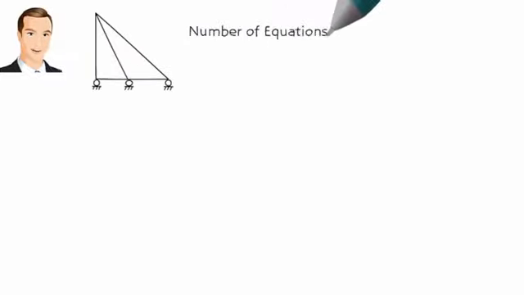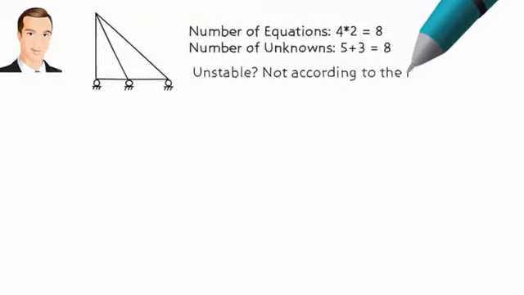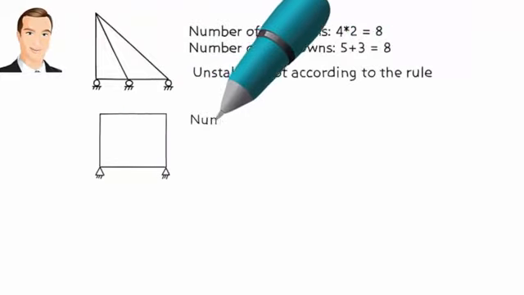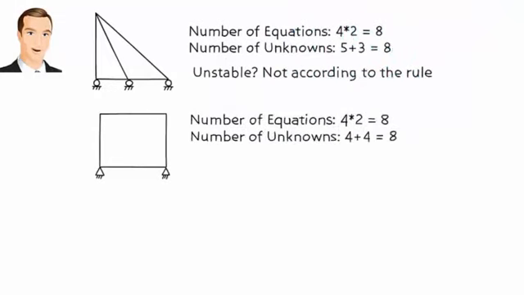Let's see how this counting rule works for the other trusses we have examined so far. Truss 1. Number of equations is 4 times 2, or 8. Number of unknowns is 5 plus 3, or 8. 8 equals 8. So the rule did not work here. It could not correctly identify the truss as unstable. Truss 2. Number of equations is 4 times 2, or 8. Number of unknowns is 4 plus 4, or 8. 8 equals 8. The counting method does not work for this truss either.